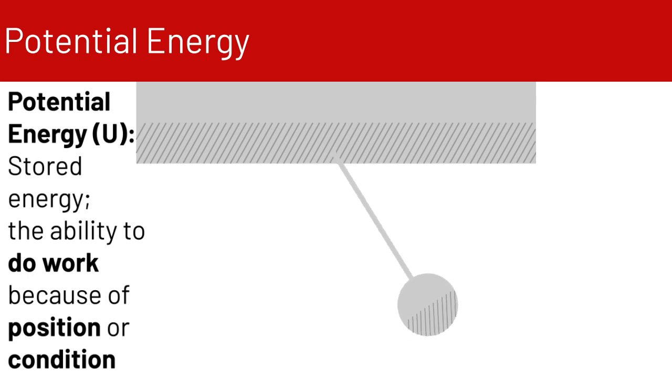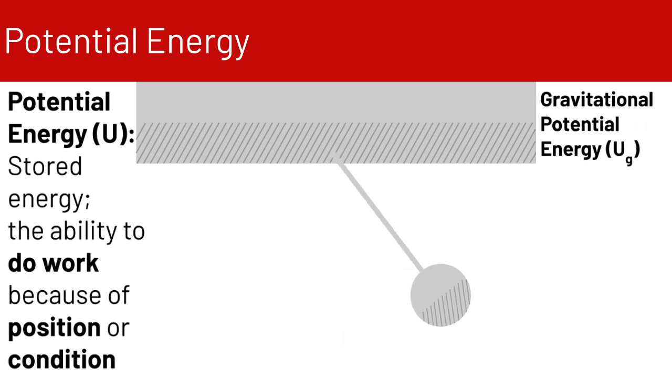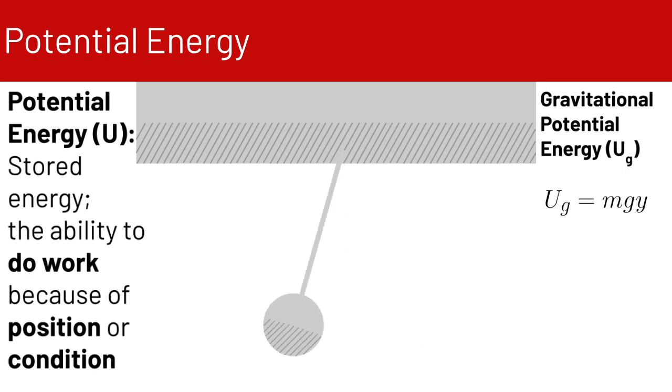Gravitational potential energy, U sub G, is UG equals m times g times y, where m is the mass, g is gravitational acceleration, and y is the height. As the pendulum swings, it's losing gravitational potential energy as it swings down, and when it swings back up again, it's gaining potential energy. So swings up, gains potential energy, swings down, loses potential energy.